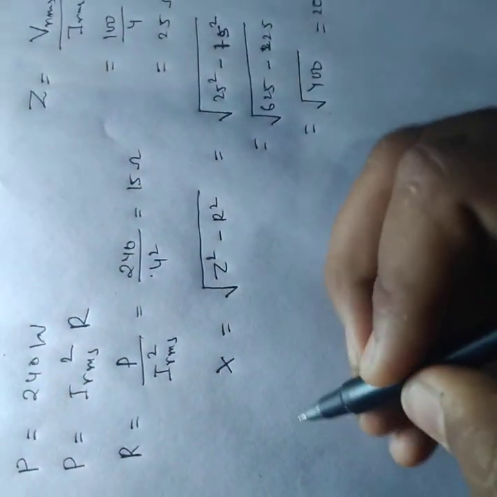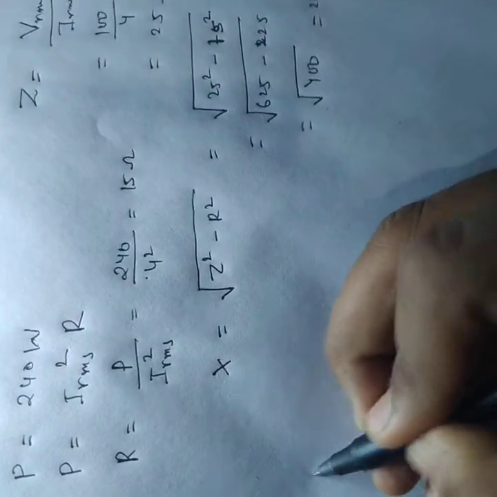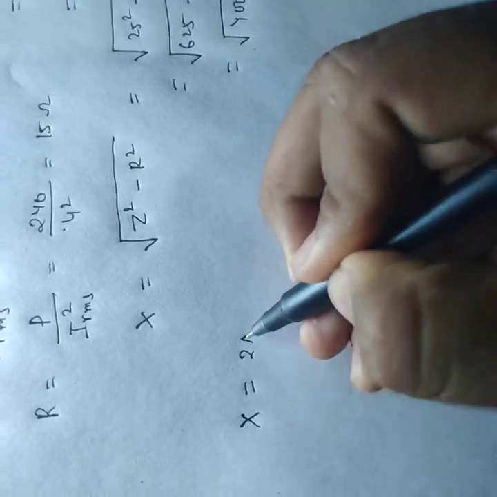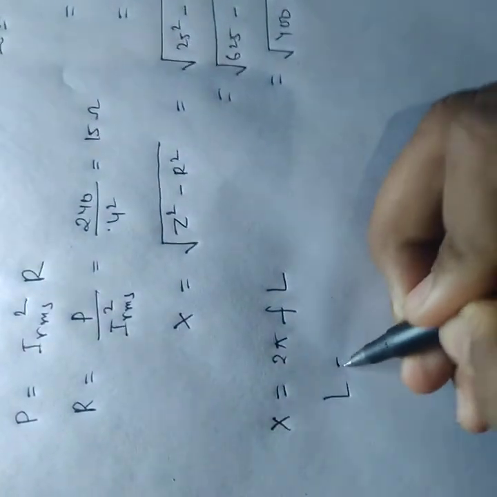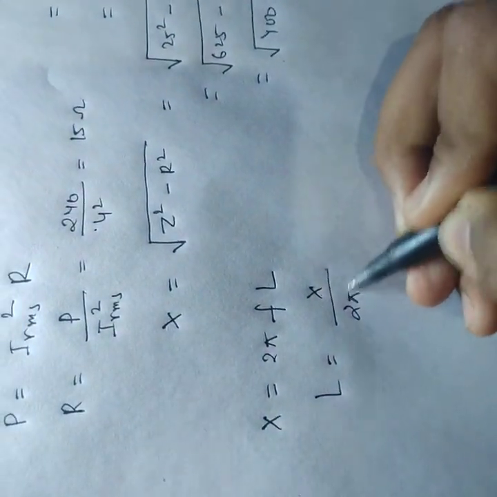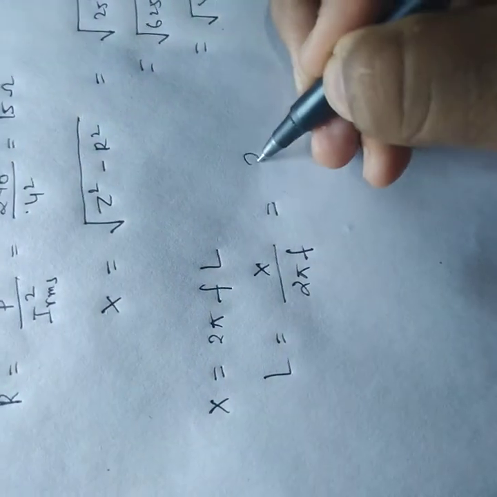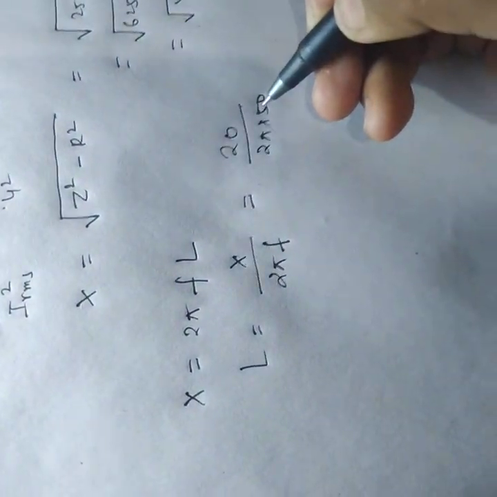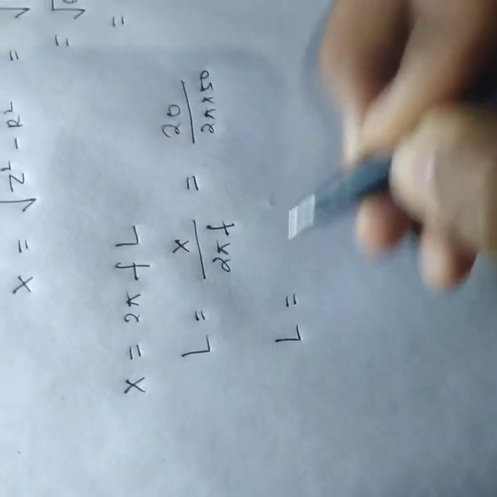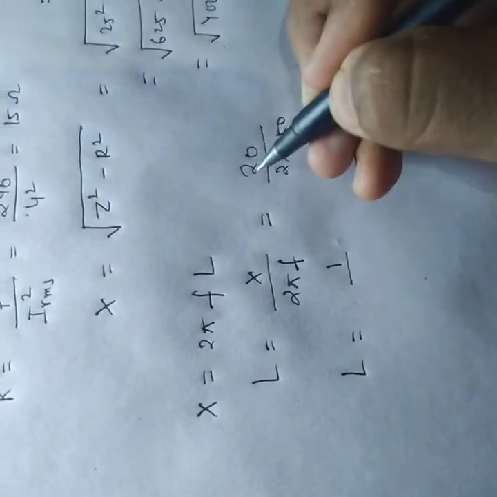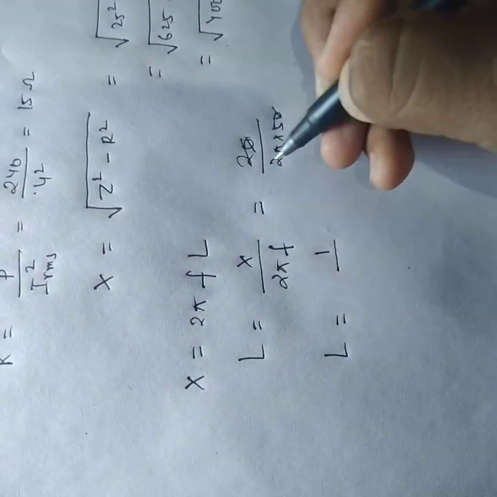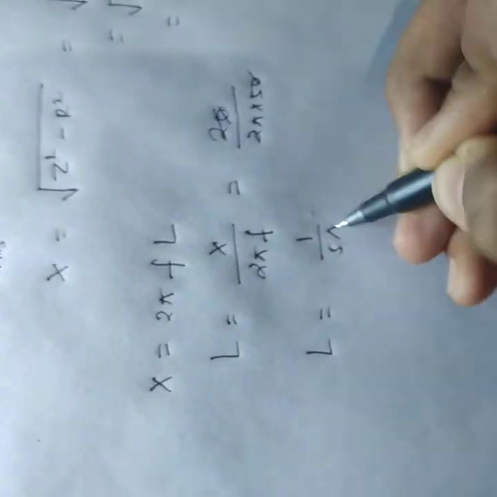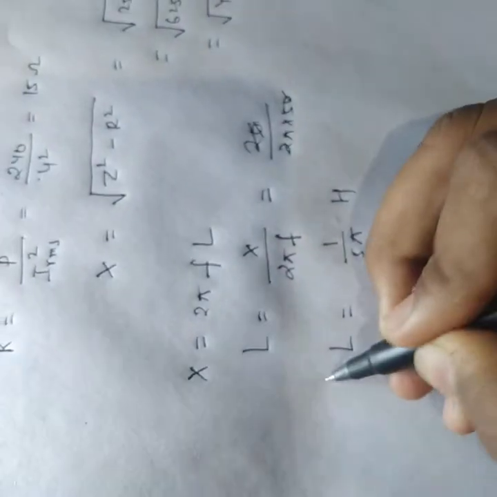Now we have to find the value of L. We know that XL is equal to 2 pi f into L, and L is equal to X upon 2 pi f, where X is 20 and 2 pi into 50. The 50 is the frequency given in the question. Now inductance L is equal to 1 upon 5 pi Henry. This is the answer.